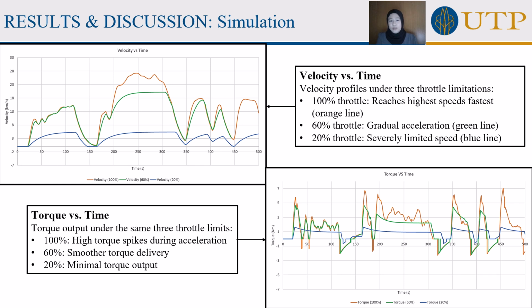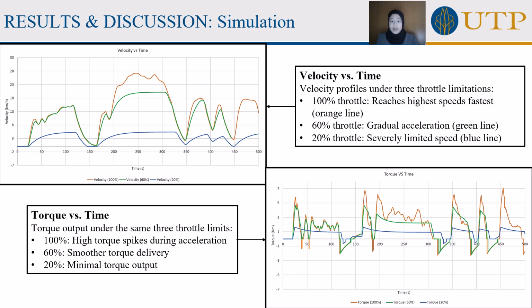This velocity profile directly translates to torque demands, as shown here on the bottom. The torque directly correlates with throttle input. The 20% mode in blue shows how limiting power reduces the motor strain and energy drop, while 100% in orange demands peak current.